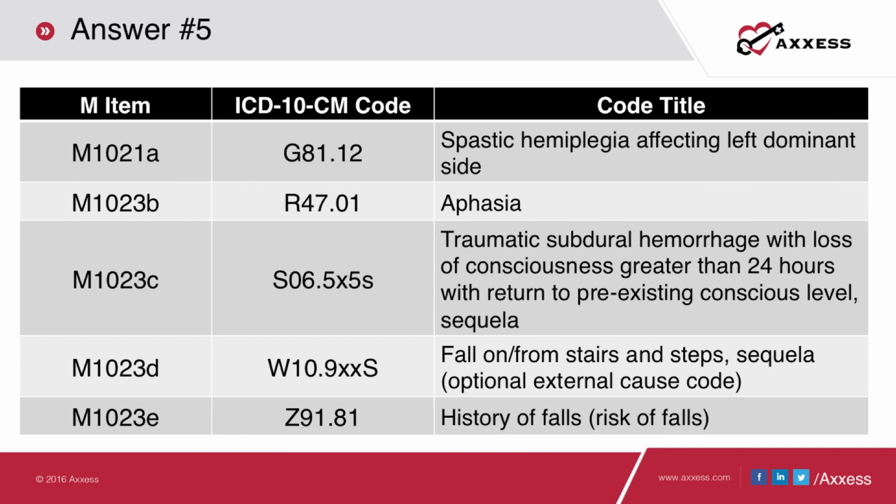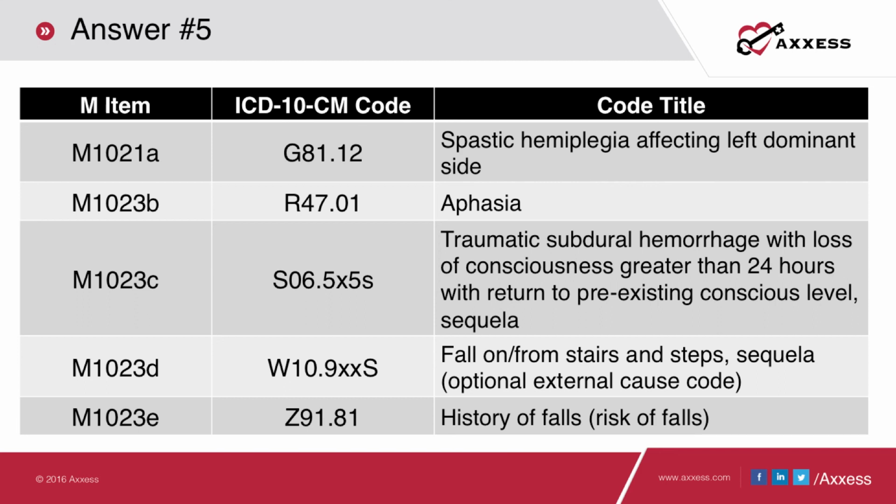We also need to remember that the hemiplegia and aphasia has to go first, and you can sequence those based on the focus of care. So if speech therapy is going more often than your physical therapy is going, you could even put R47.01 as your primary diagnosis, followed by G81.12. But in this case, physical therapy was going more often than was the speech therapist, and that's why we sequenced those first 2 codes like we did.